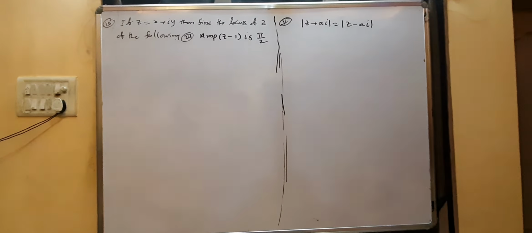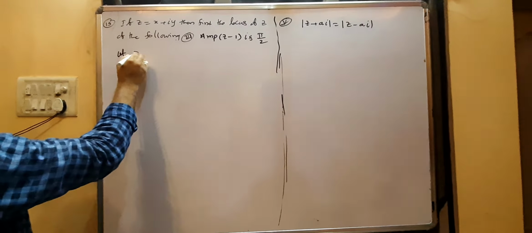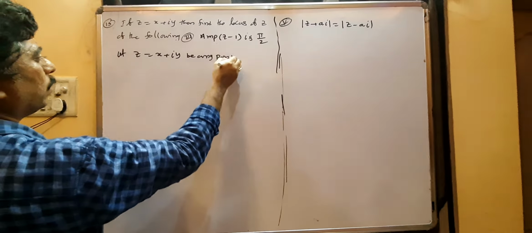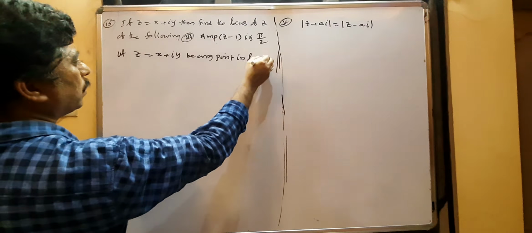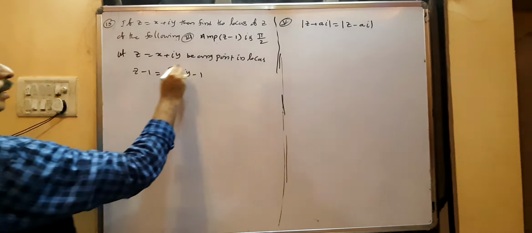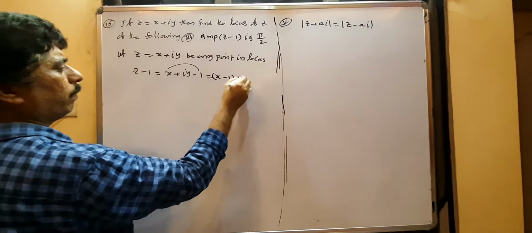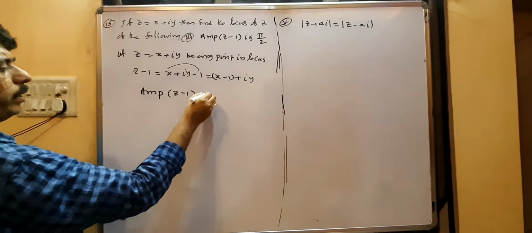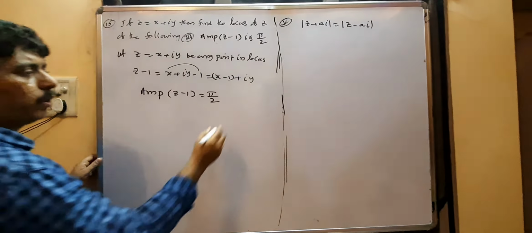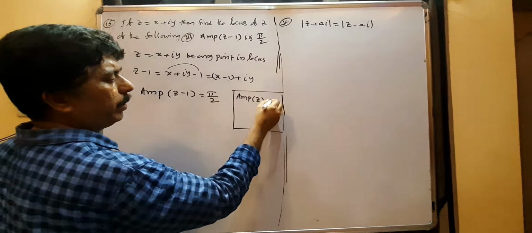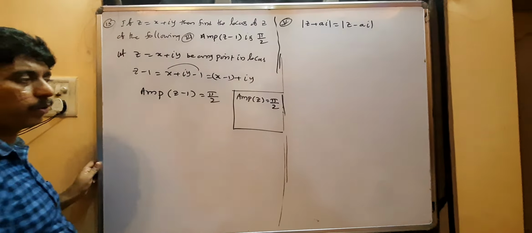Coming to the next question: amplitude of z minus 1 is pi by 2 is given. Let z equal to x plus iy be the point in the locus of z. You have to find z minus 1. z minus 1 means x plus iy minus 1. Real part you can write together, x minus 1 plus iy. The given amplitude of z minus 1 equal to pi by 2. Amplitude of z equal to pi by 2 means, a few minutes back I explained in the last problem.